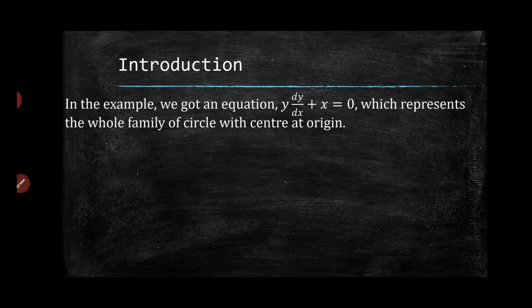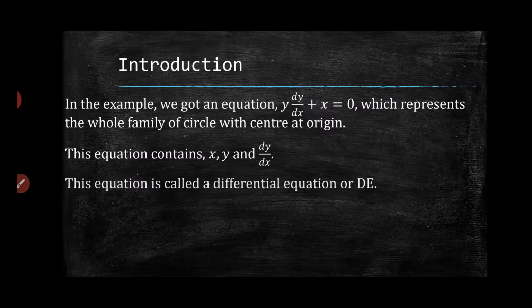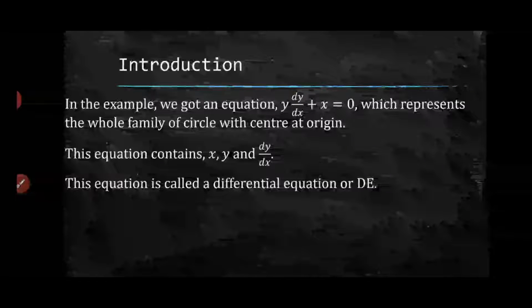So irrespective of what the radius is, it really doesn't matter what the radius is, but it is representing all the circles with center at origin. Therefore, this particular equation, as it contains x, y, and the different derivatives, or particularly here we have the first order derivative, is called a differential equation. Differential equation means an equation containing a differential. Here the differential being a derivative.